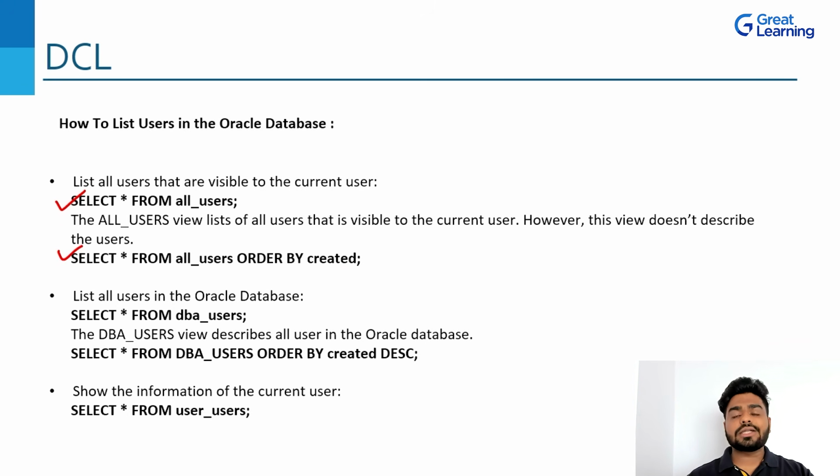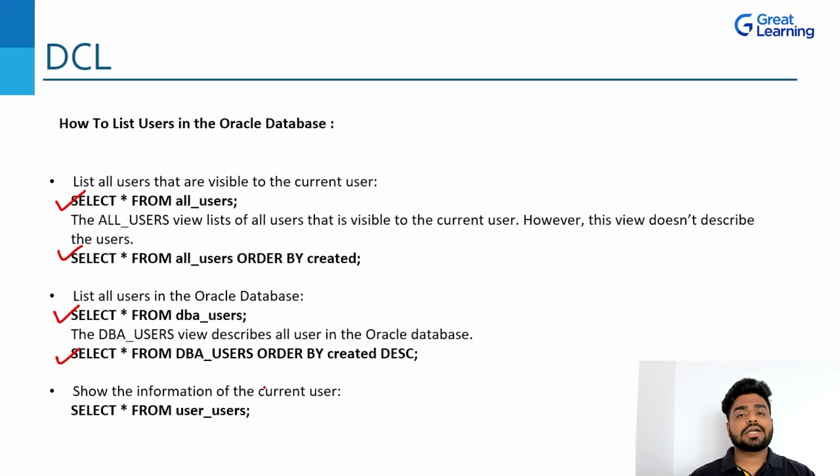Now list all users in the Oracle database. No matter what user you are using, you are in sys or system or student, select star from DBA users will give you all the users which are getting created in your Oracle database. Again, you can sort it by order by.